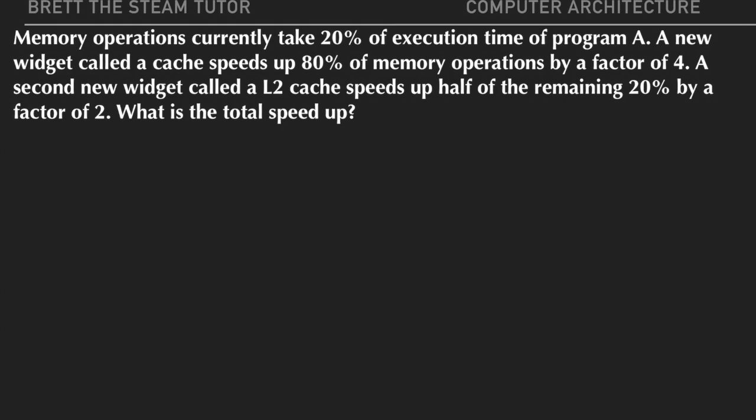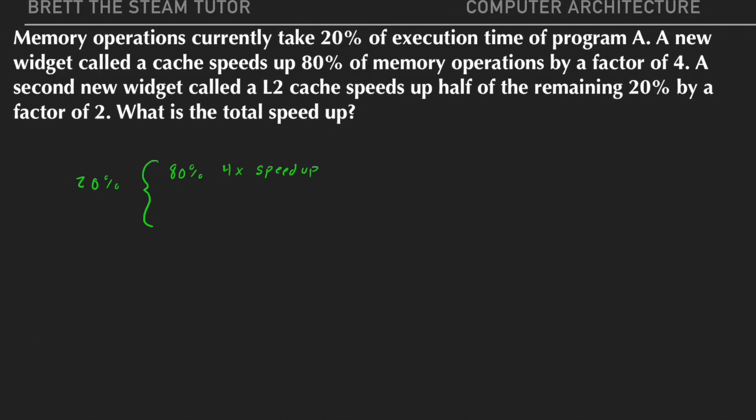Well, the first thing we want to do is break down some of these percentages. So all of these operations are affecting memory, which makes up 20% of execution time. So let's write down that 20%. And within this 20%, 80% of it is getting a 4 times speedup.